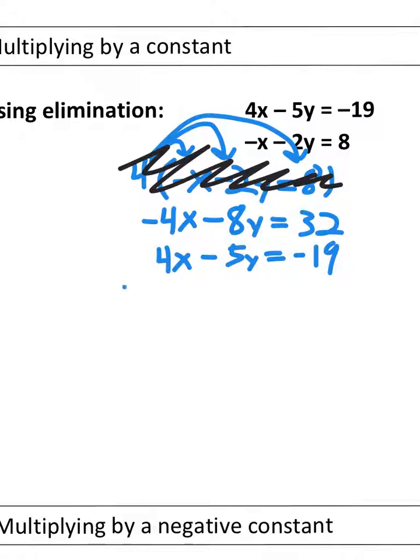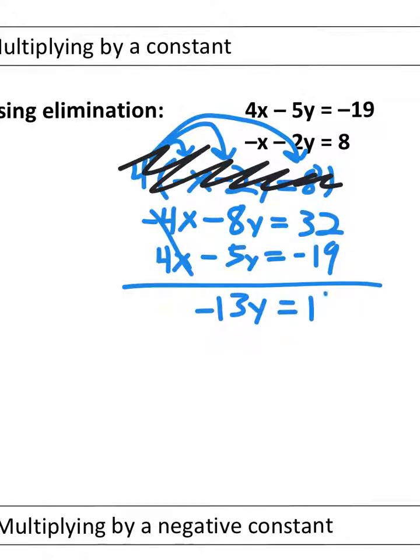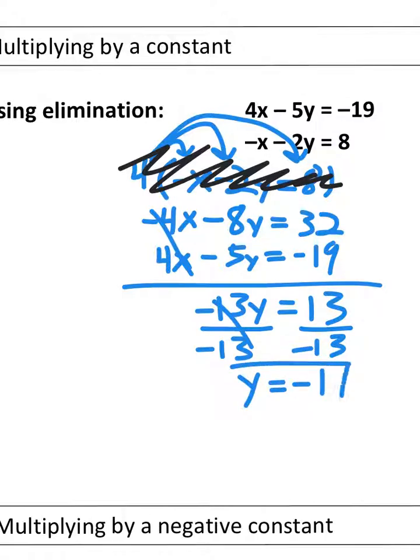And I'm going to use elimination to isolate my y variable. So I've got a negative 4x and 4x. This cancels out. Negative 8y minus 5y is negative 13y. And 32 minus 19 is 13. Now I'm going to divide both sides by negative 13. Divide by negative 13, cancels out. You get y equals negative 1. So now I've got my first variable, y equals negative 1, and I'm going to use substitution to solve for x.